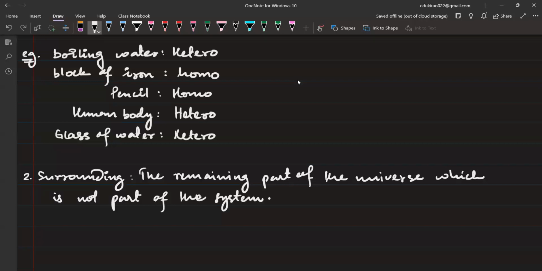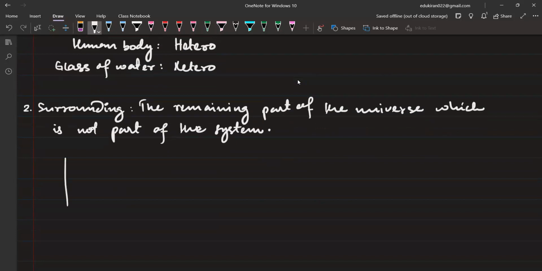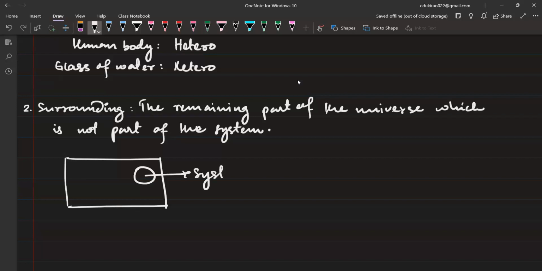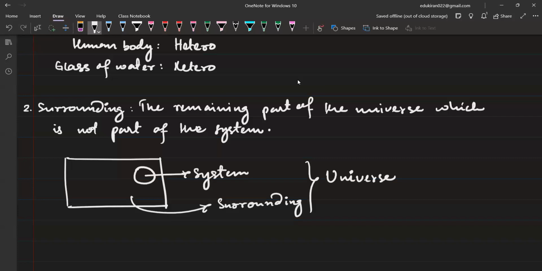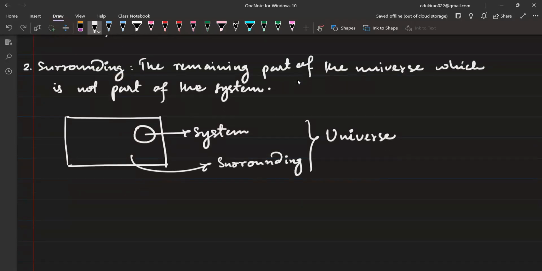Okay, so for example, if we have this as the universe, this whole thing is the universe, and this part is our system, then the whole remaining part is the surrounding. System and surrounding combine to make the universe. Now we have another term, that is boundary.